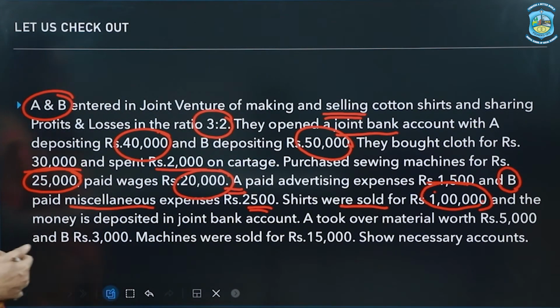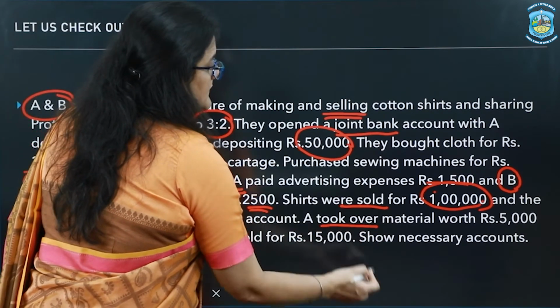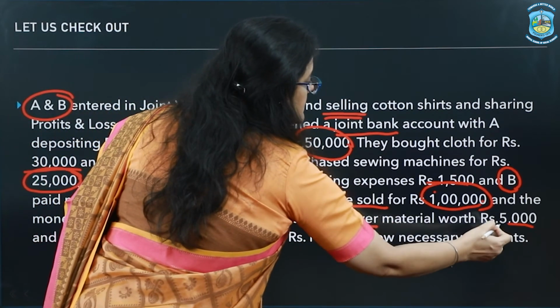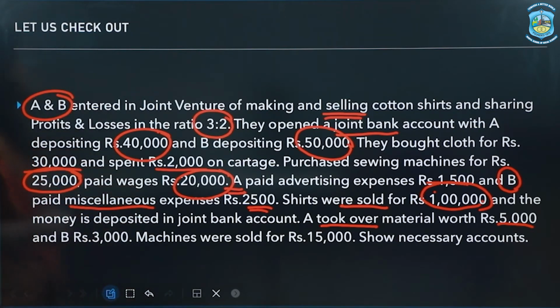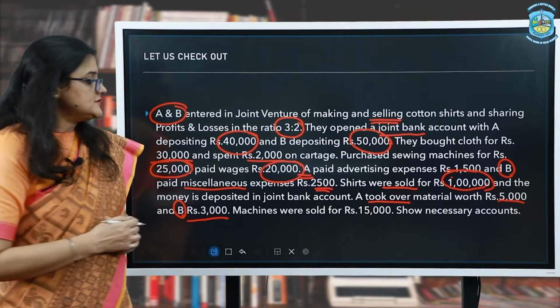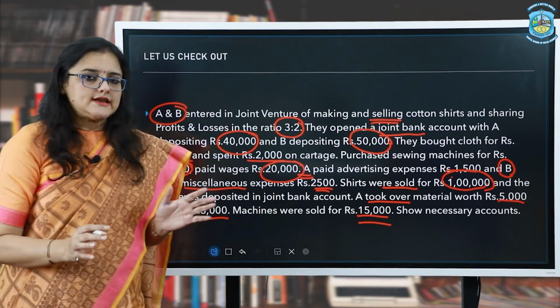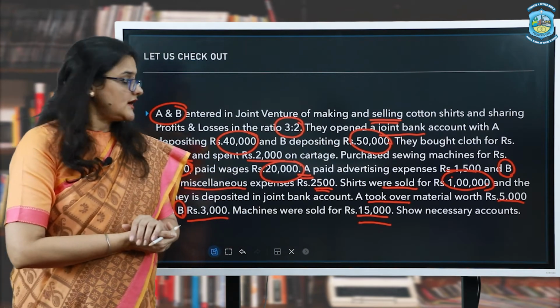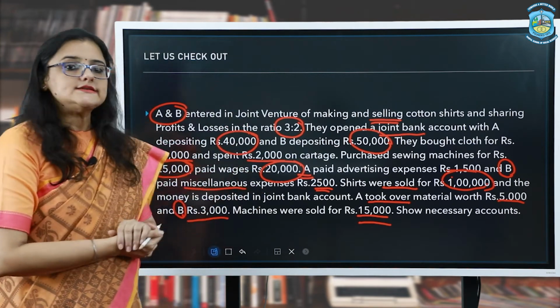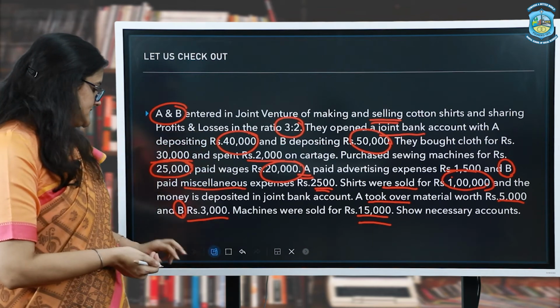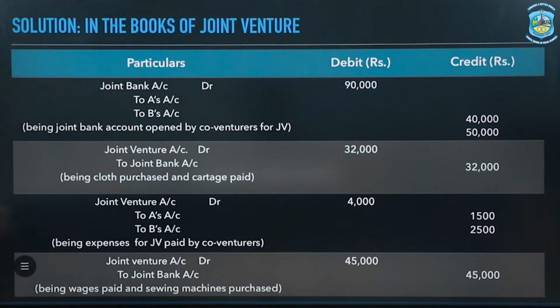A took over the material, so there is a takeover by the partner. How much? There is a stock of 5,000 which is taken up by A and a stock of 3,000 which is taken up by B. They have sold the machine for 15,000. So that brings an end to the joint venture, and we have to take into account all these transactions that have taken place. So here we go.